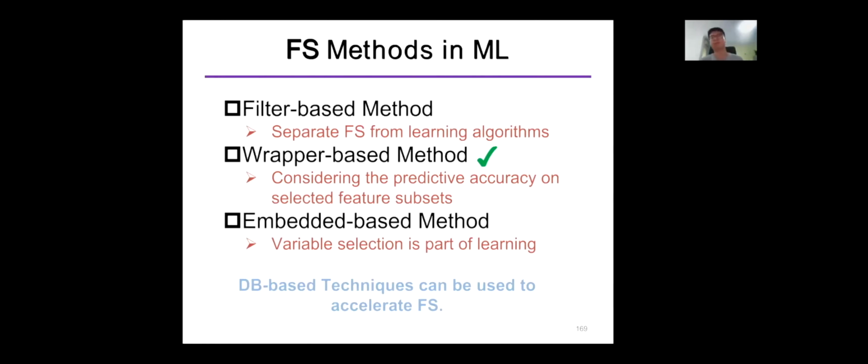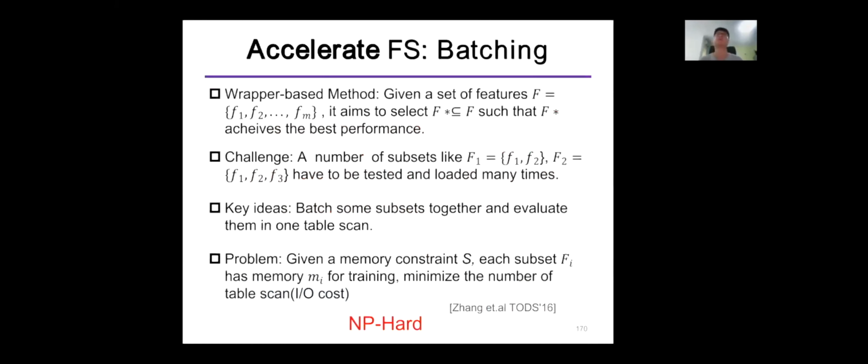So in general, the DB-based techniques can be used to accelerate feature selection. We mainly focus on the wrapper-based method for acceleration. The first technique is batching. The wrapper-based method is defined as follows: given a set of features, we aim to select the optimal subset that achieves the best performance. The challenge is that a number of possible subsets have to be tested and loaded many times, which incurs much I/O cost. So the key idea to solve that is to batch some subsets together and evaluate them in one table scan.